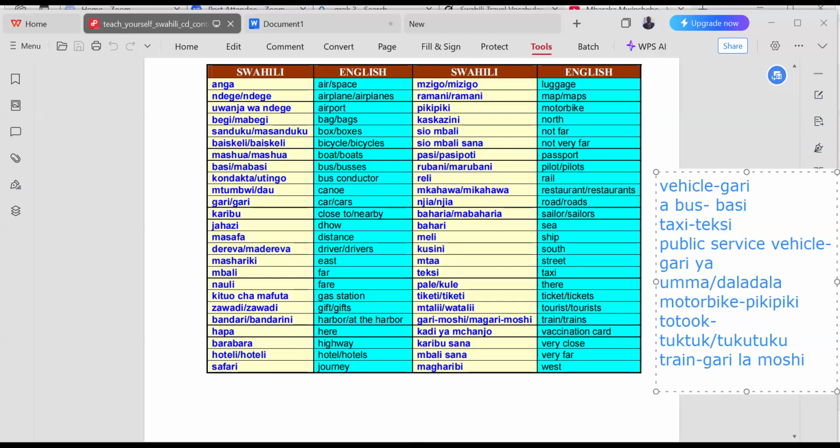Gari la moshi, train. And the reason why we call it gari la moshi: gari we know is a vehicle. Moshi is, what do you call it? It's the smoke it emits. When it gets out some smoke, actually moshi is smoke. So we call it the vehicle that emits smoke, because we are trying to borrow the name from how we saw the first train looking.